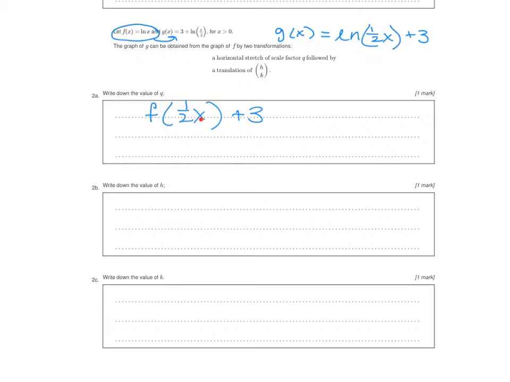So here, whenever we're multiplying by x and it's on the inside like this, that's going to be a horizontal stretch or compress. But you have to keep in mind and remember that for horizontal transformations, this 1/2 is not the scale factor. It is a stretch or compress because of the 1/2, but the scale factor for horizontal transformations is 1 over b, so 1 over 1/2. So 2 is the scale factor for the horizontal stretch.